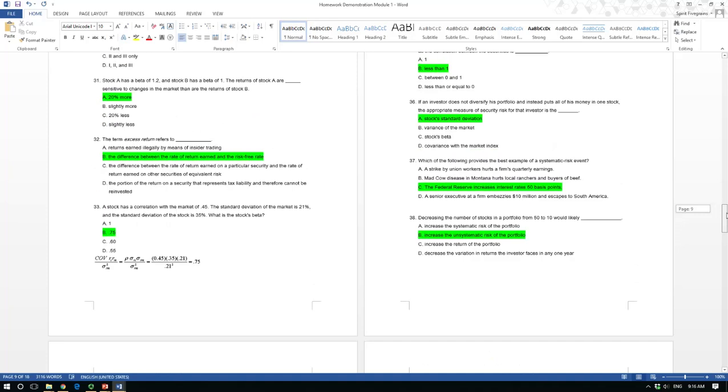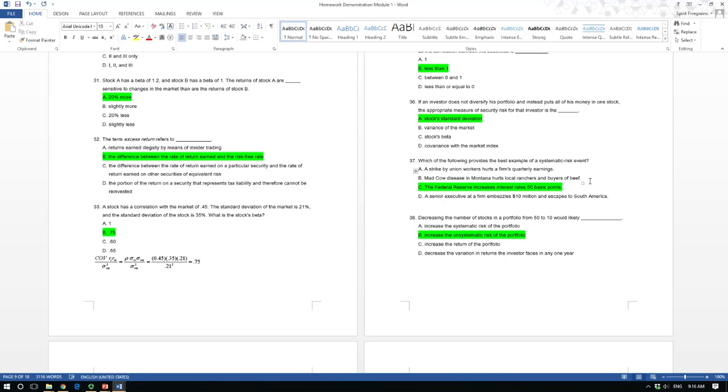Number 37, which of the following provides the best example of a systematic risk event? A systematic risk event means an event that will affect the entire stock market, and not just one or two companies. A, a strike by union workers hurts the firm's quarterly earnings. Okay, that's firm specific. B, mad cow disease in Montana hurts local ranchers and buyers of beef. That will affect the beef business in a certain sector, but it won't affect everything in this economy.